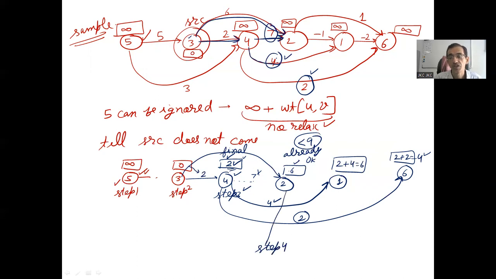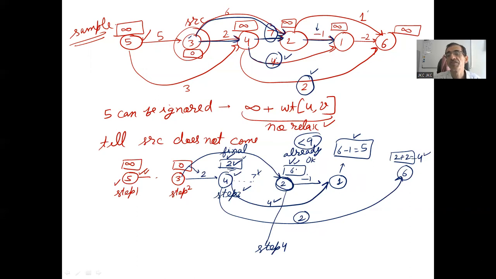Come to vertex 2. Vertex 2, again, I claim this distance is final because there is no further relaxation on vertex 2 possible. Then 2's outgoing edges are to be considered. This is 1, minus 1. So now you can see how minus 1 will make an impact. Minus 1 will mean this distance will be 6 minus 1 equal to 5. Better than this. So this old will be removed. And now it will become improved or relaxed distance as 5 for vertex 1.